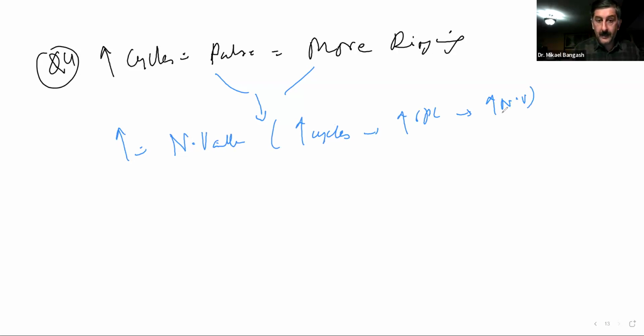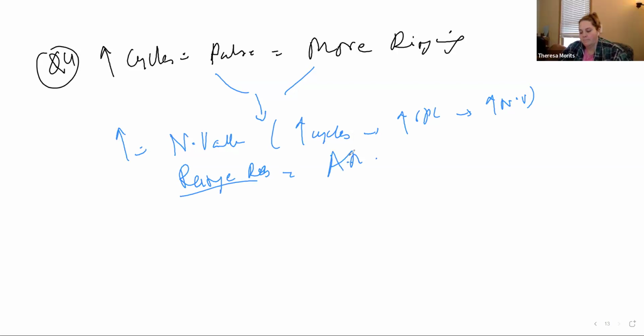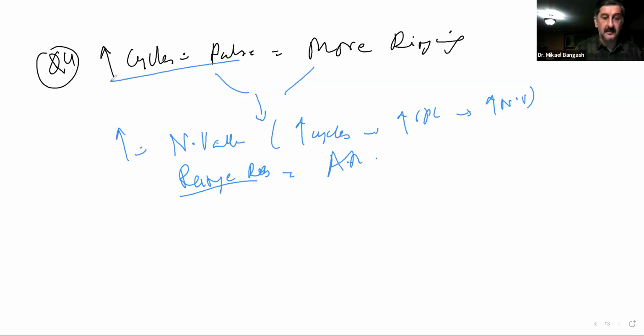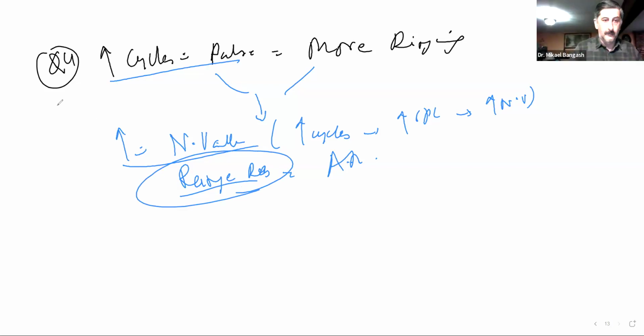Did that make sense? Here, if you look, they use the word range resolution. As I said earlier, if you don't know that range resolution is the same as axial resolution, you may be lost. Did you guys get that? So due to the increased number of cycles, the numerical value of the range resolution increases. But that greater number of cycles can also be rephrased as more ringing.